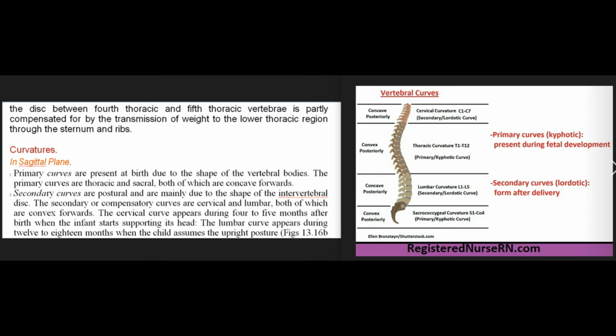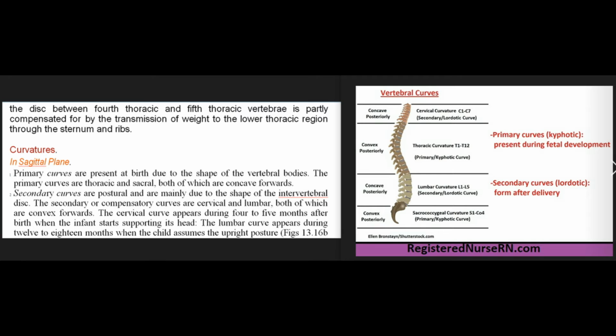Curvatures. In the sagittal plane, 1. Primary curves are present at birth due to the shape of the vertebral bodies. The primary curves are thoracic and sacral, both of which are concave forwards. 2. Secondary curves are postural and are mainly due to the shape of the intervertebral disc. The secondary or compensatory curves are cervical and lumbar, both of which are convex forwards. The cervical curve appears during 4 to 5 months after birth when the infant starts supporting its head.